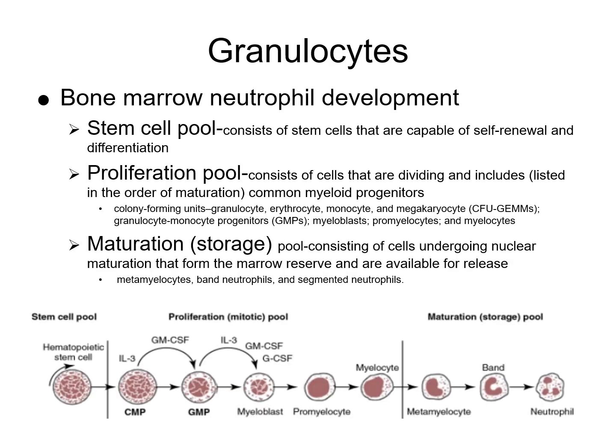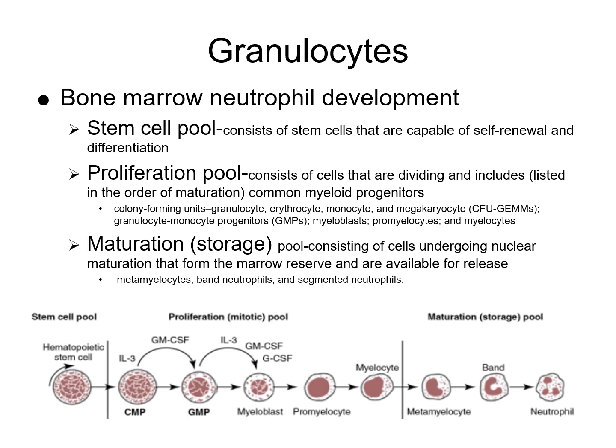All right, so neutrophils, which are a type of granulocyte, develop in the bone marrow through a series of well-defined stages. This process ensures a steady supply of mature neutrophils that are ready to respond to infections. First we have the stem cell pool. This contains hematopoietic stem cells, which are capable of self-renewal, or making more stem cells, and differentiation into various blood cell lineages. These stem cells serve as the origin for all blood cells, including neutrophils.